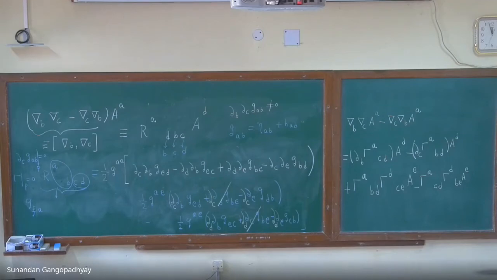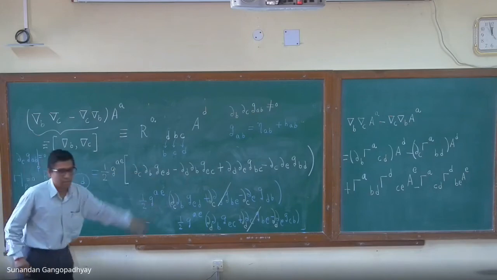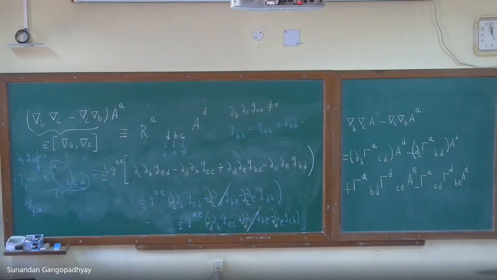Minus del C del E G B E, that is also correct. Minus plus del D del E G B C, this is correct. Del D del E G C E, this is also correct. Seems to be correct, what I have got. But although I did not write this line in my notebook, that line is not there. So this I write down here. Okay. So now you can see that it is very simple to see all the symmetry properties.